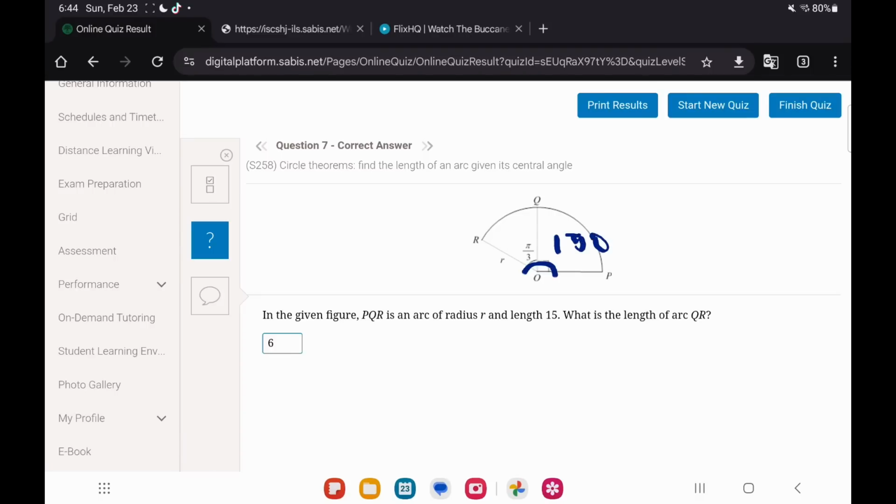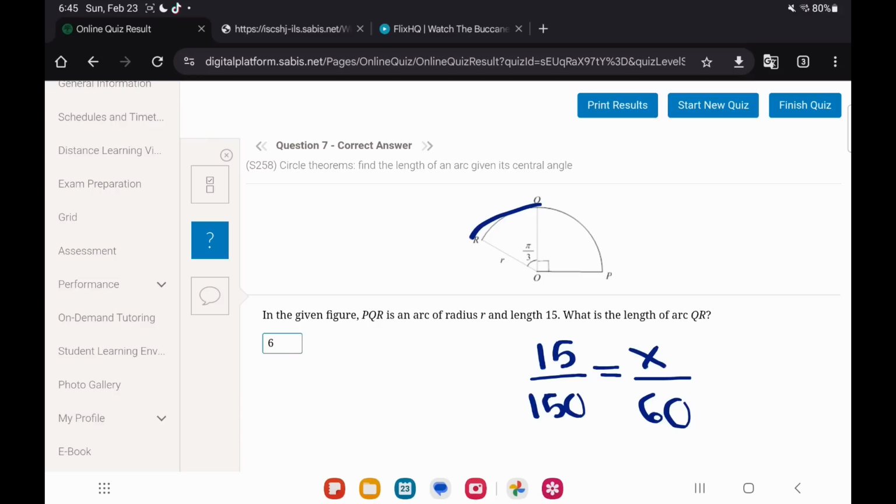And then the length of this whole arc is 15, and we want the length of RQ, okay? So we can make a ratio, scale, whatever you want to call it. So 15 over 150 is equal to x over 60, because that's the angle for this.